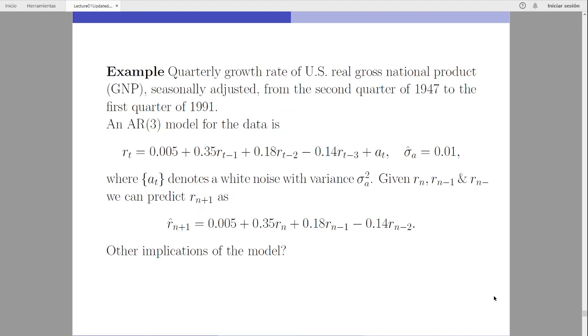Now, for an example, the quarterly growth rate of US real gross national product seasonally adjusted, from the second quarter of 1947 to the first quarter of 1991. And AR(3), call it an autoregressive model, is basically a linear combination where you only depend on as many coefficients as this number dictates, plus a_t, that is a white noise with variance like this.